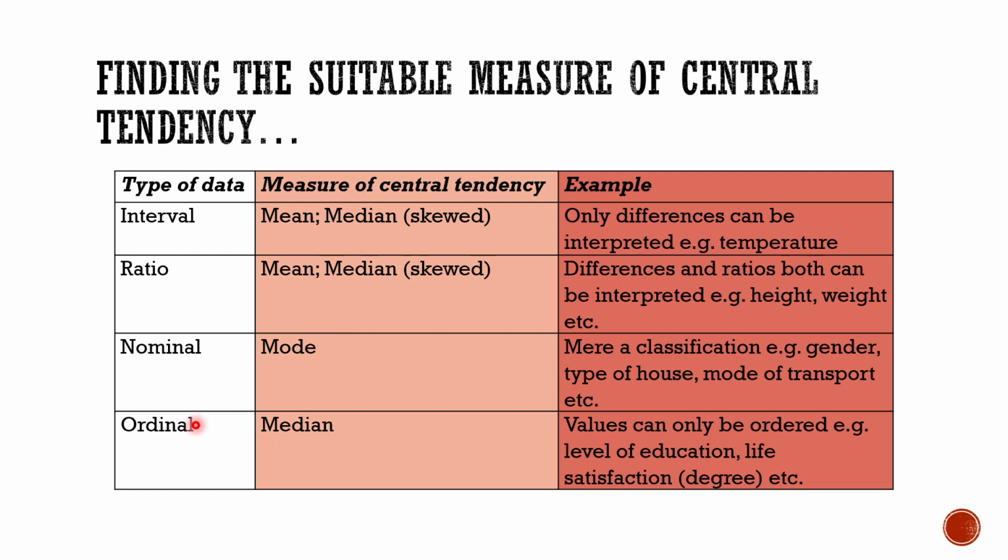If you have ordinal data, for example level of education or life satisfaction on a Likert scale, then you would use median as the measure of central tendency. As you know, ordinal data are those where values can only be ordered, and differences and ratios cannot be interpreted. So in case of ordinal data, you can just use median.